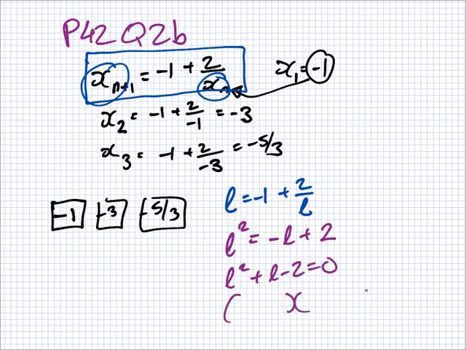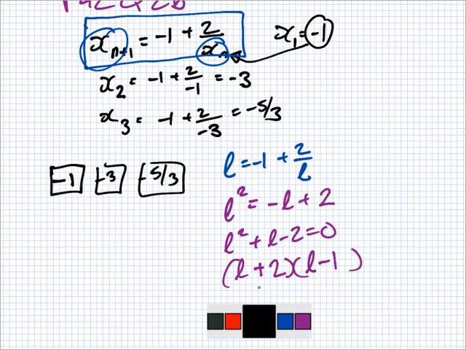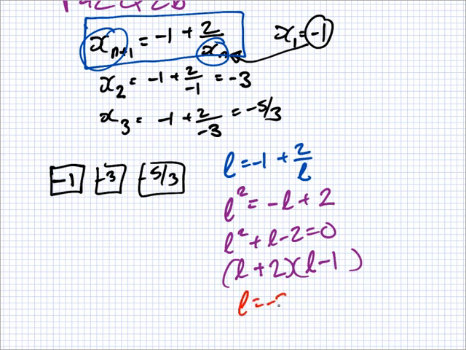Can we try and factorize this? No, don't use the calculator. Let's try. L and L, okay. 1 and 2. But which is plus and which is minus? The first one is plus 1 or plus 2? Plus 2, and then minus 1. So we get two answers for L. L equals minus 2 or 1.